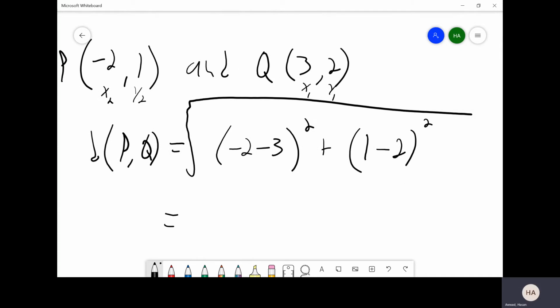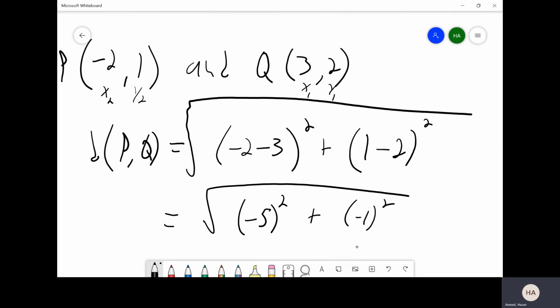So -2 minus 3 is -5, so we have the square root of -5 squared, plus 1 minus 2 is -1 squared. And now we have a great example for why we're squaring things and then taking the square root of it after we're done. We're squaring things because we want to make sure that they're positive. We're taking the square root because we are then undoing the square that we applied.